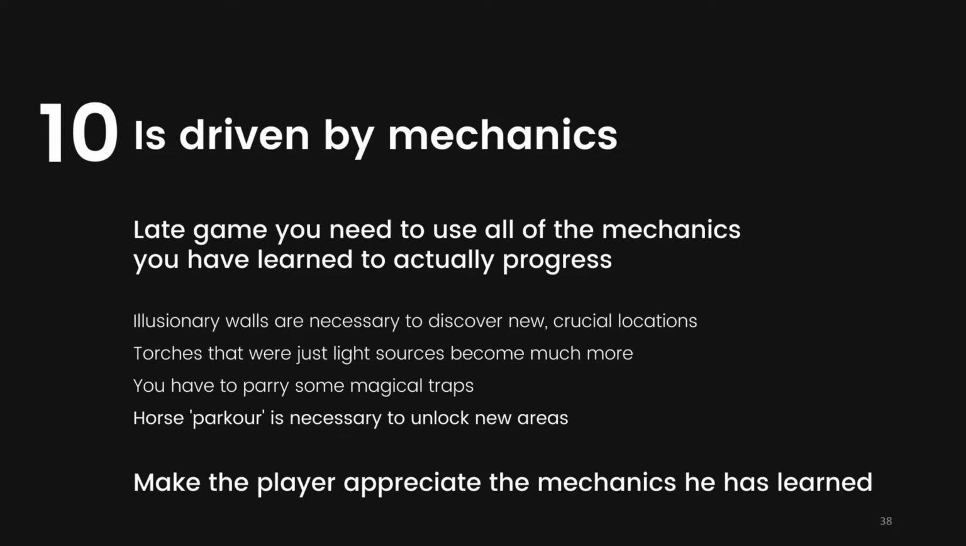The walls that I have shown you are necessary to discover even mandatory locations. We need to find them in order to progress through some quest lines. The torches can become some sort of guides in snowy areas. There are some magical traps in dungeons that you can parry, and not only enemies now. The horse you get after 10 minutes of playing the game, and you learn that he can jump, is actually necessary to master this mechanic to unlock new areas.